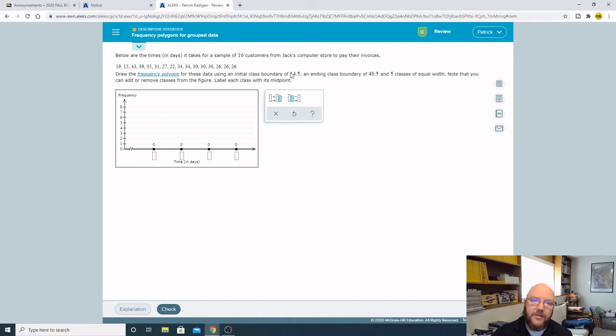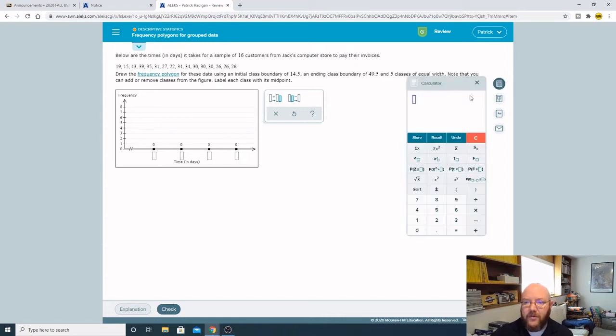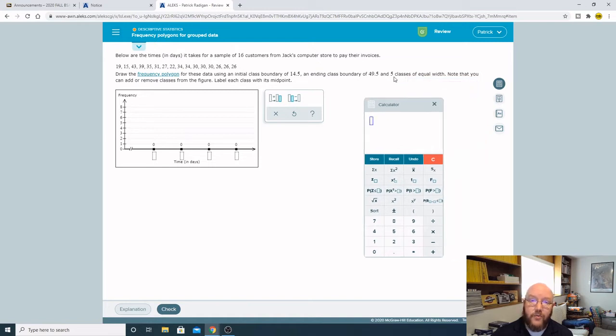This one has an initial class boundary of 14.5 and an ending class boundary of 49.5. Do this on scratch paper. We're going to start with 14.5 and end with 49.5. It's going to give us the class width or the number of classes, so we need to figure out the class width. We do it just like we did before: 49.5 minus 14.5 gives us an even 35. Divide that by 5 gives us a class width of 7.